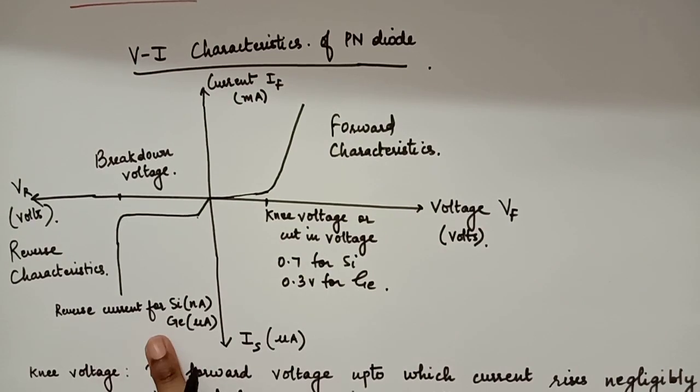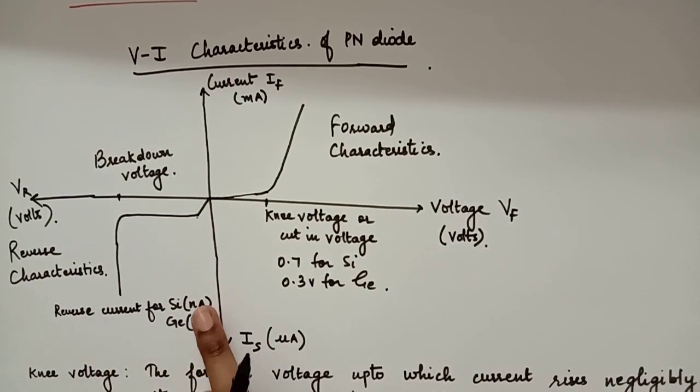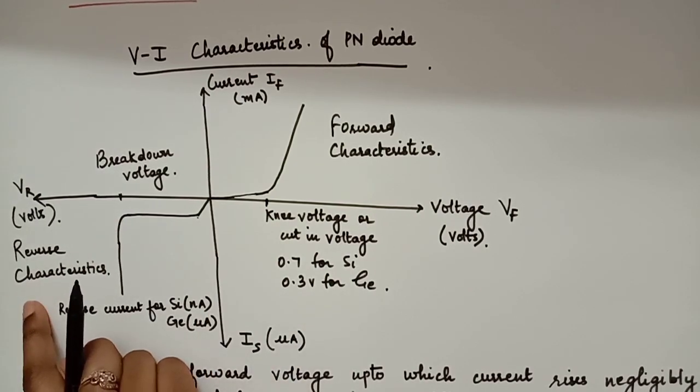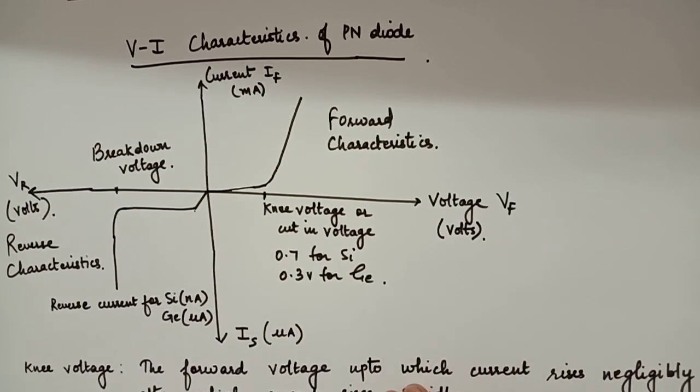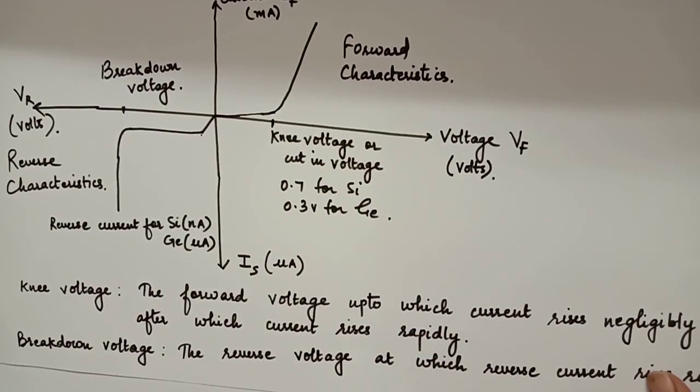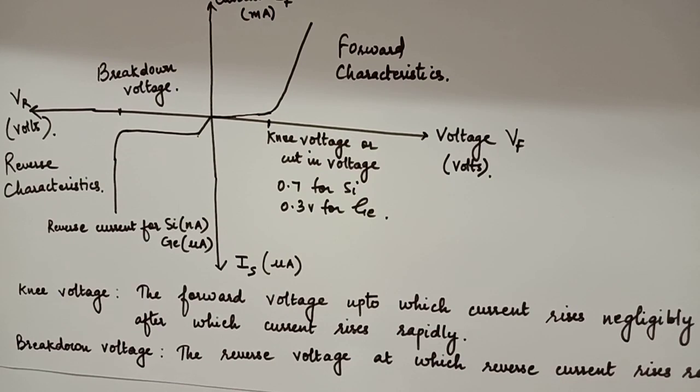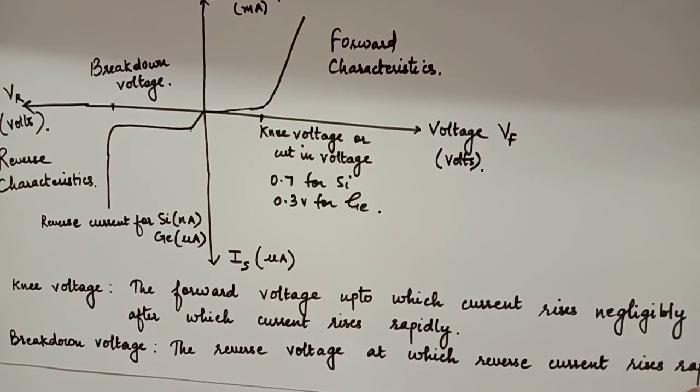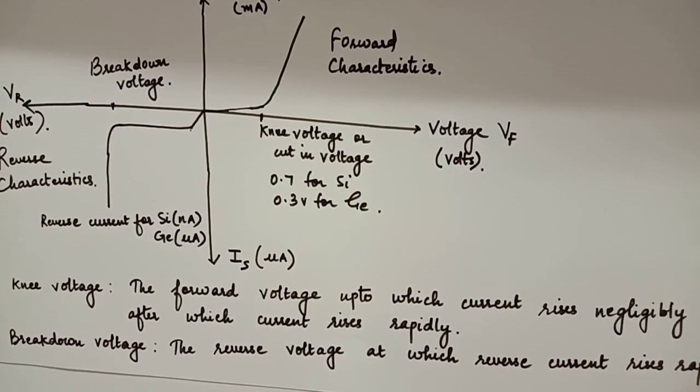And you can also mention over here that reverse current for silicon is less, in the order of nanoamperes, and for germanium it is in microamperes. So this is about the reverse characteristics. And if we want to define the breakdown voltage, we can define it as the reverse voltage at which the reverse current rises rapidly. So this was about the VI characteristics of diode, very important.